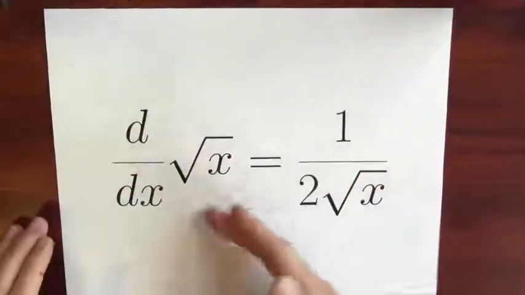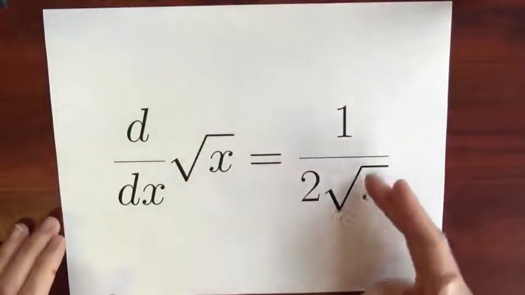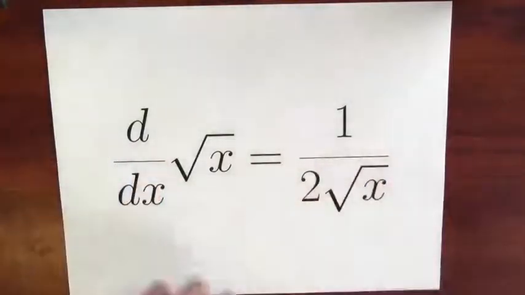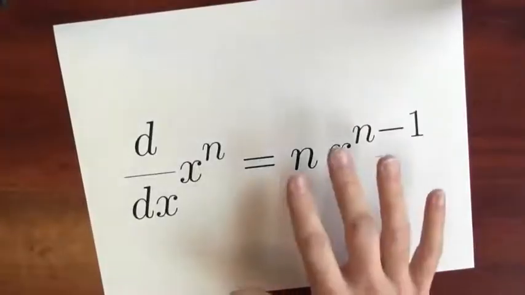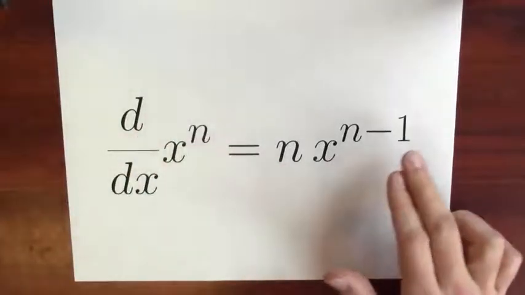Sometime in the future, we're going to see the following derivative rule, but I want to mention it now just so we can see an example of how derivatives play out in practice. The derivative of the square root of x is 1 divided by 2 times the square root of x. You might already believe this if you believe the power rule. Right? The derivative of x to the n is n times x to the n minus 1.